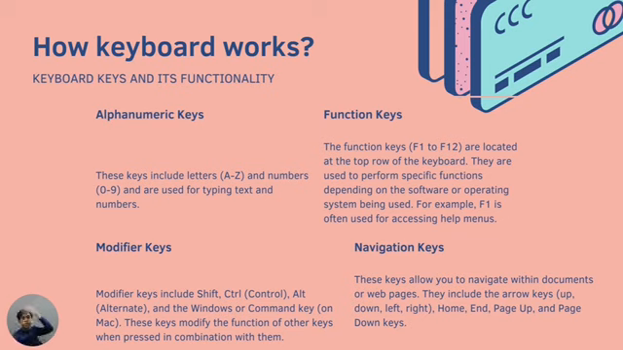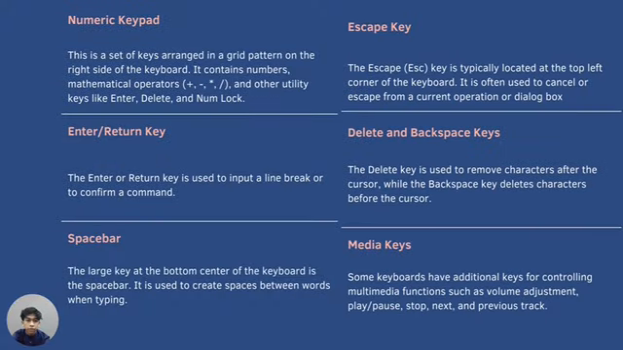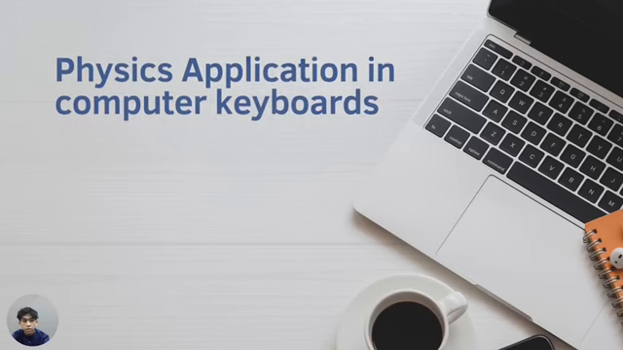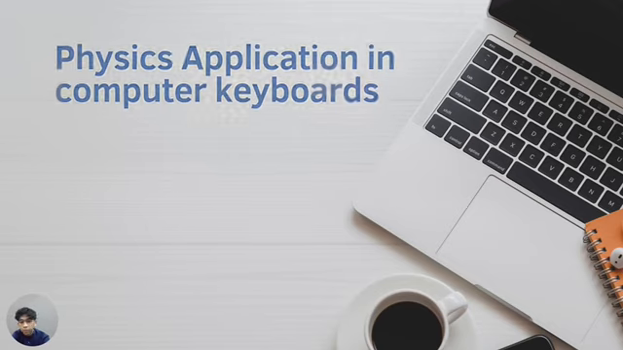So right now we're moving on to how keyboards work. Keyboards work on certain keys such as, as you can see, alphanumeric keys, modifier keys, function keys, navigation keys. These all are types of keyboard keys. Okay, so we move on to the physics part and its application in computer keyboards.